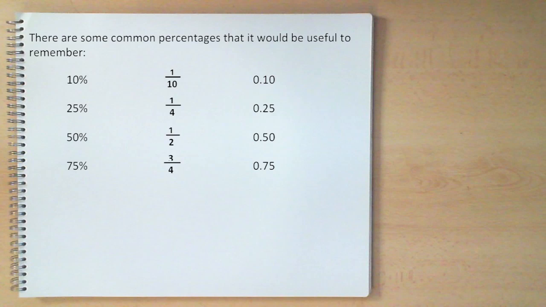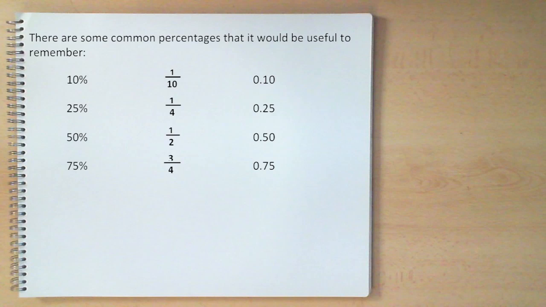At the very minimum, you need to try and memorize these values. They will help you in an incredible way when you're working out percentages. I suggest you also go away and look at, for example, 20%, 40%, 60%, 80%, 5%, and see what you get for those values when you convert them into fractions first of all, and then into decimals.